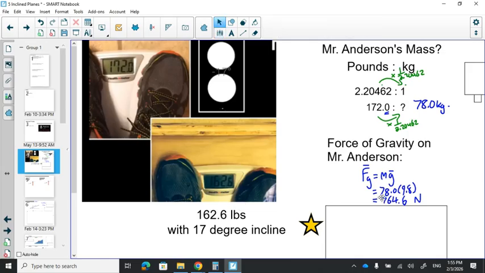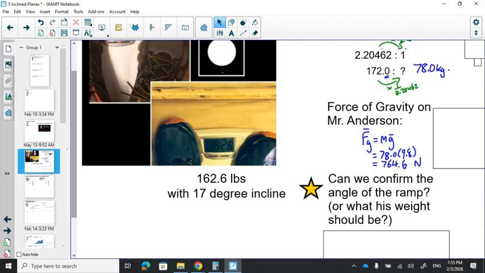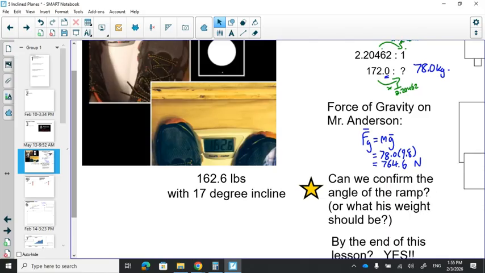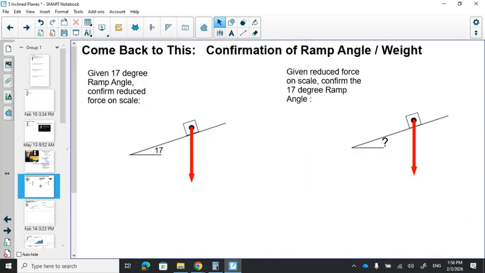Newtons. Okay, so just some calculations we can do about it. The interesting one that I want to work towards being able to do is, can we confirm the angle of the ramp? Or can we confirm what the weight should be if the angle is at 17 degrees? Are those things that we can do? Well, by the end of this lesson, yeah, absolutely. Okay, so we're going to come back to that stuff.